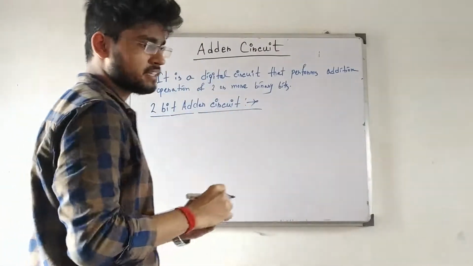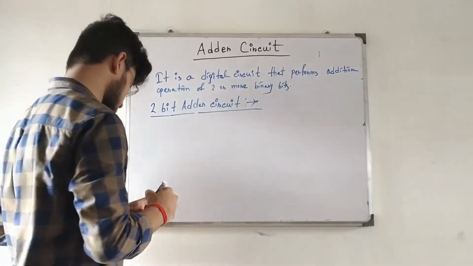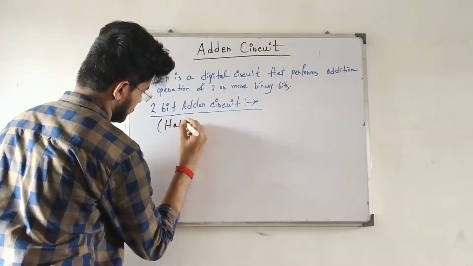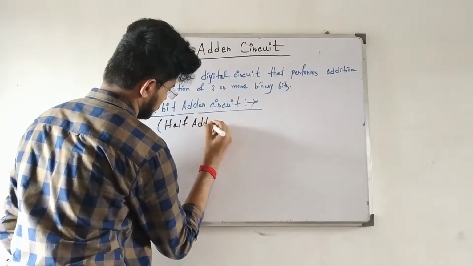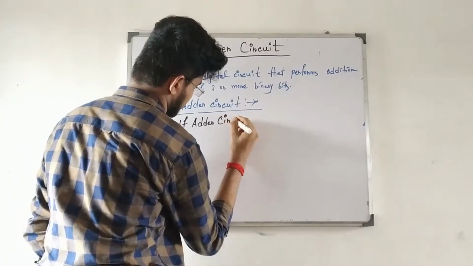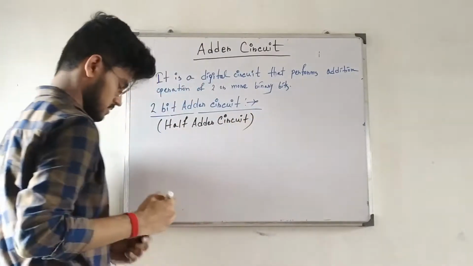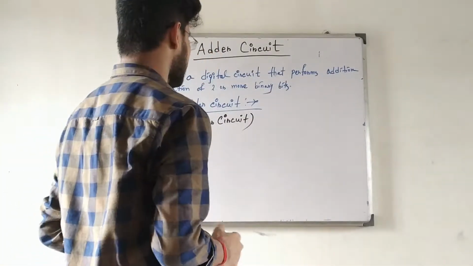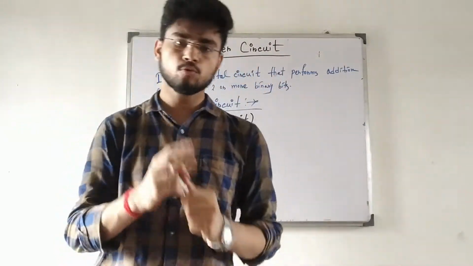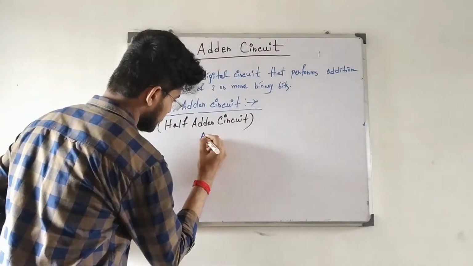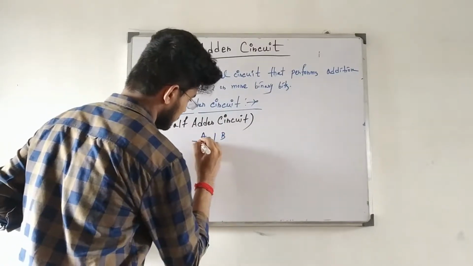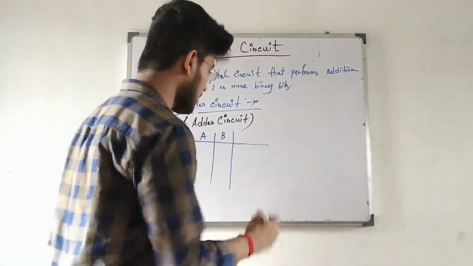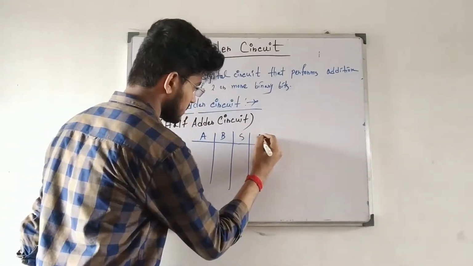So 2-bit adder circuit is generally called a half adder circuit. So this is the half adder circuit. As I told, 2-bit adder circuit means that it performs the addition operation of 2-bit binary digits. So let's think that A and B are the 2-bit binary digits. This is A and this is B, and the adder circuit produces the output of sum and carry. This is sum and this is carry.